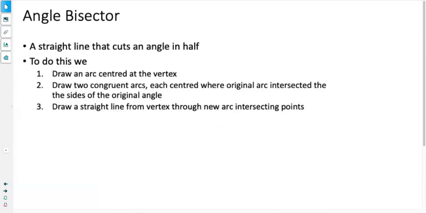An angle bisector is the second one we're going to learn how to draw today. So an angle bisector is a straight line that cuts an angle in half. To do this, we draw an arc centered at the vertex, and then draw two congruent arcs, each centered where the original arc intersected the sides of the original angle. We'll then draw a straight line from the vertex through the new arc intersecting points.